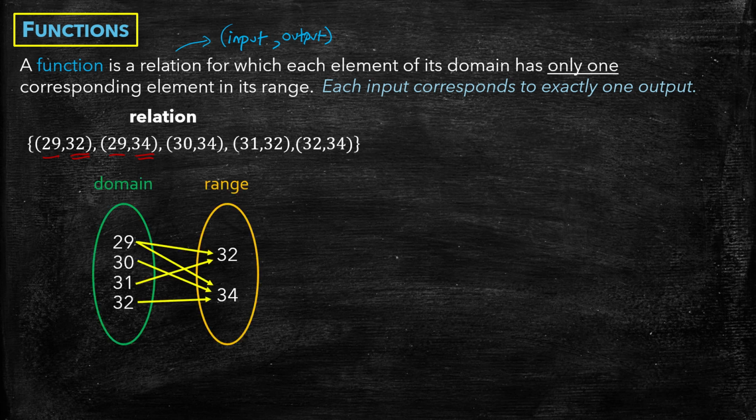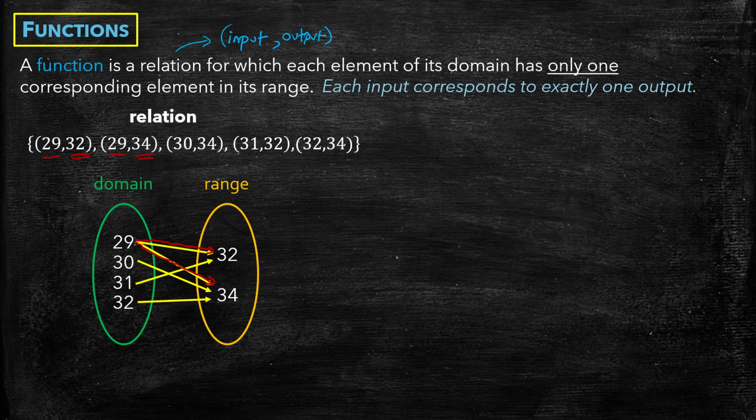Let's look at this in the mapping diagram. How does this show up in the mapping diagram? We see that 29 corresponds to 32 and also 34, which is a problem. Notice it's not a problem that three different waist sizes, 32, 30, and 29, all correspond to 34. That's not an issue. What is an issue is this arrow here, and these can't both coexist and give us a function.